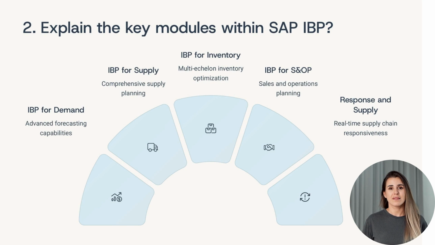2. Can you explain the key modules within SAP IBP? Yes, SAP IBP includes several key modules. IBP for demand, forecasting. IBP for supply, supply planning. IBP for inventory, multi-echelon inventory optimization. IBP for S&OP, sales and operations planning. And IBP for response and supply, real-time response to supply chain changes. These modules work together to provide end-to-end visibility.